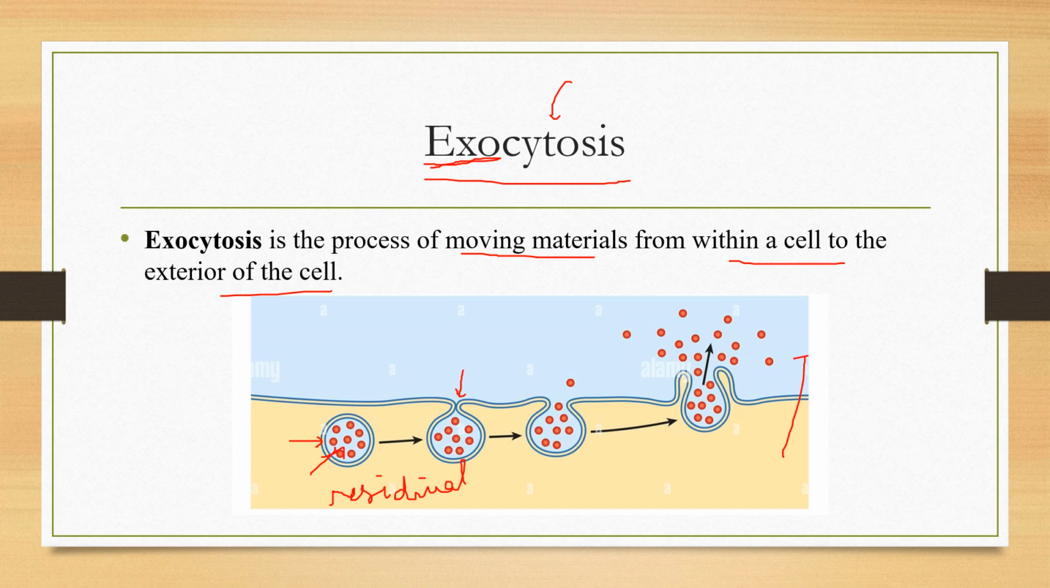If this did not happen, then every time a small piece of plasma membrane is taken in and not given out, the surface area of the plasma membrane would be reduced. So this process is very important. The exocytosis process is very important to maintain the surface area of the plasma membrane.